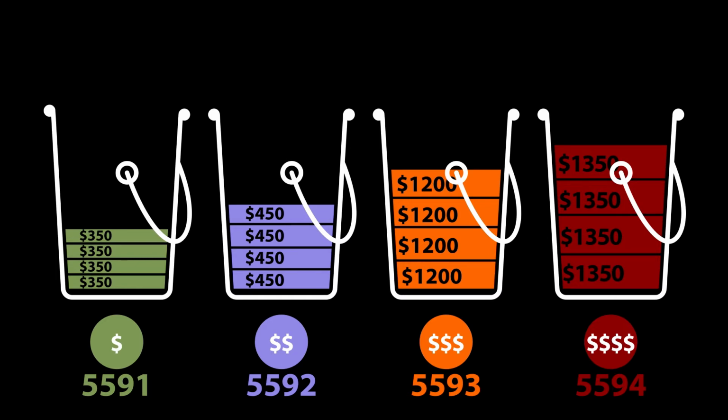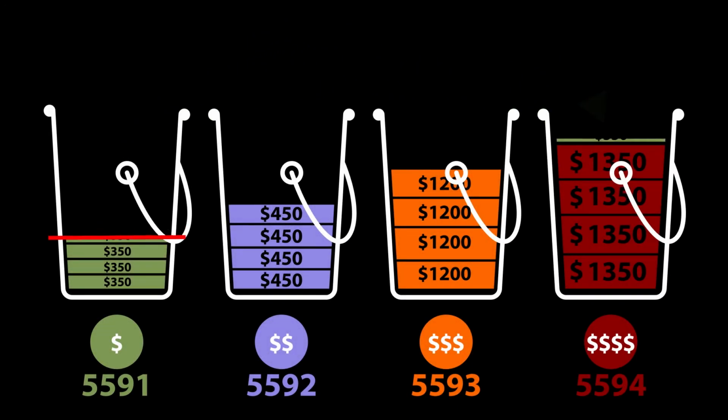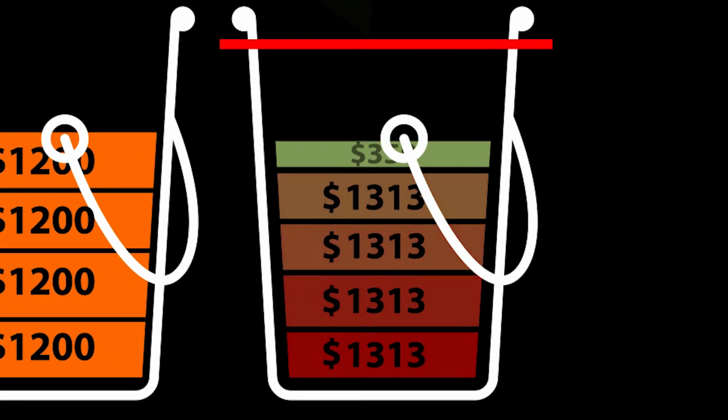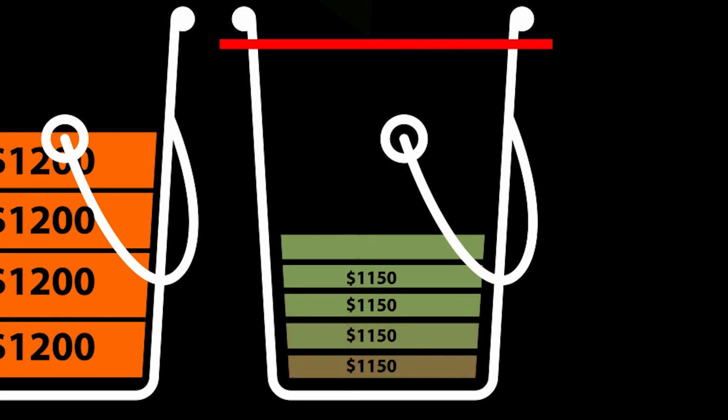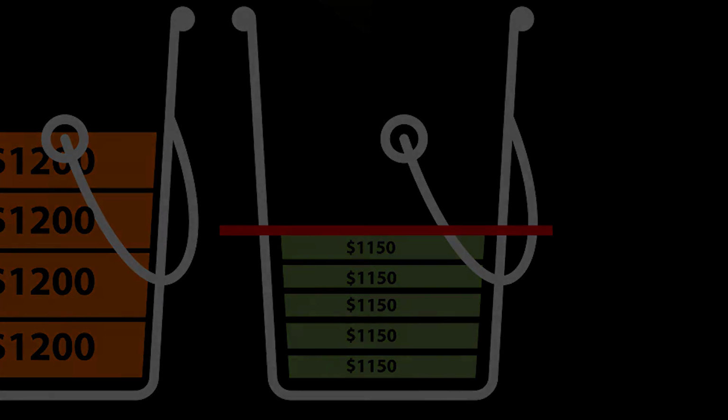So let's say a certain code starts out in bucket 5591, which has a payment rate of $350. Now imagine CMS moves that code to APC 5594. The service would then be averaged in with the other services in 5594, which were being reimbursed at $1,350. The service would be a massive pay cut for the services in APC 5594.